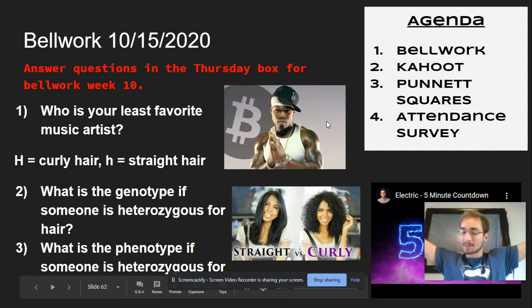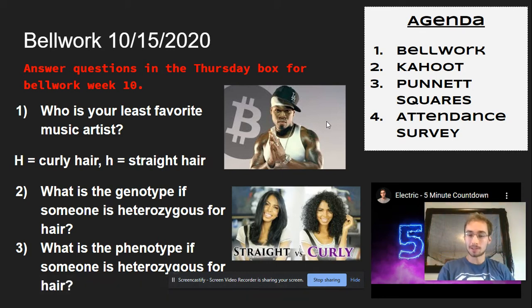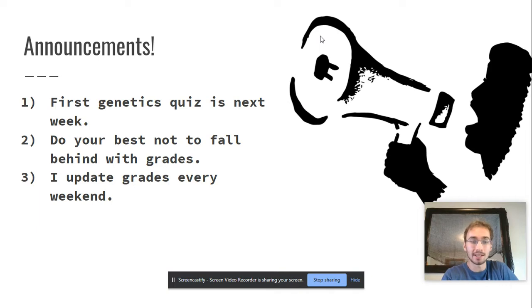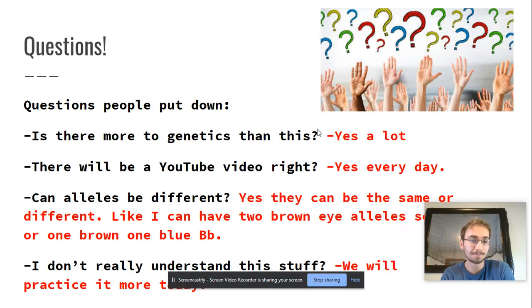So here are the Bellwork questions for the day. Just some review from yesterday. Our lesson today is all about Punnett squares, but first, you should know the genetics quiz is next week. Do your best not to fall behind with grades. Everyone is starting out fresh with grades this semester. I update grades every weekend, so please try and have everything done by Friday or Saturday.